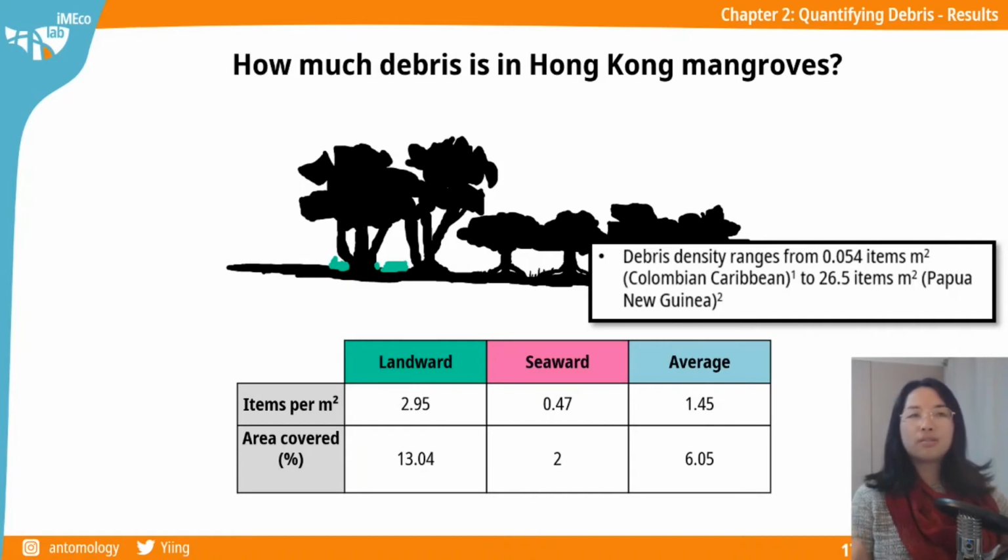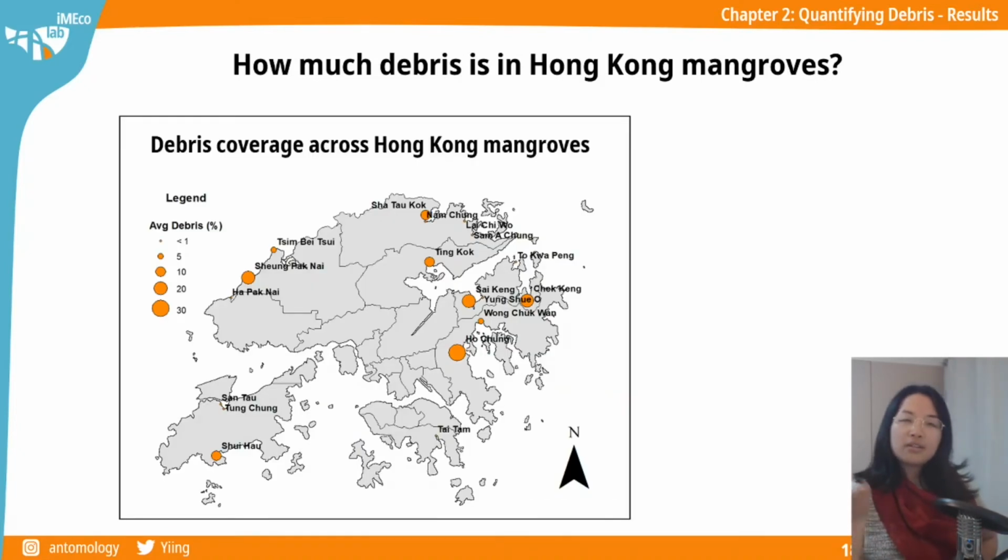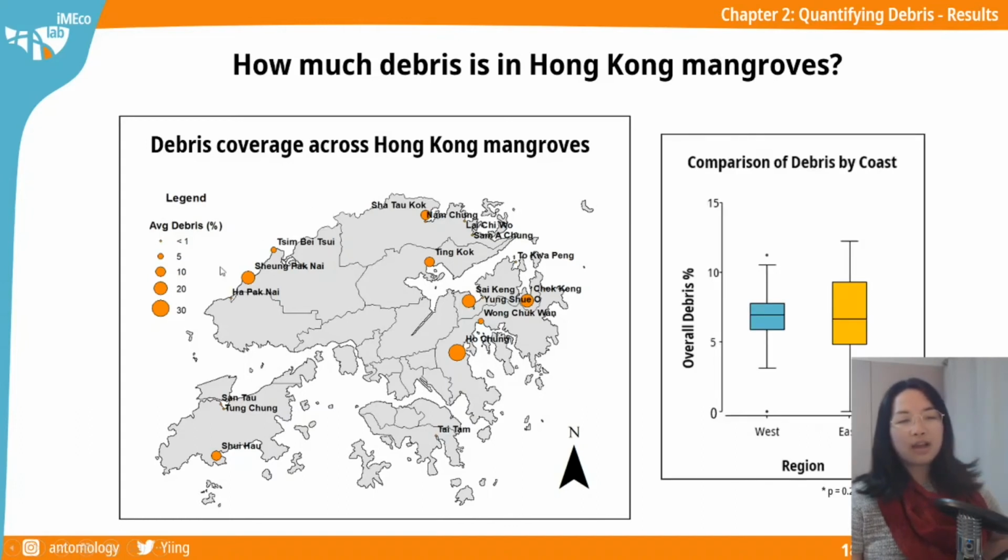It's still a problem in Hong Kong mangroves, and I think there are definitely sites where we can address our issue of plastic pollution. These numbers are just averages. So when we look at Hong Kong mangroves across the region, you can see it varies quite a lot. So here I decided to use just the landward data because the seaward data was quite small in number. And as you can see, there were some sites where there was about a 30% average coverage by debris.